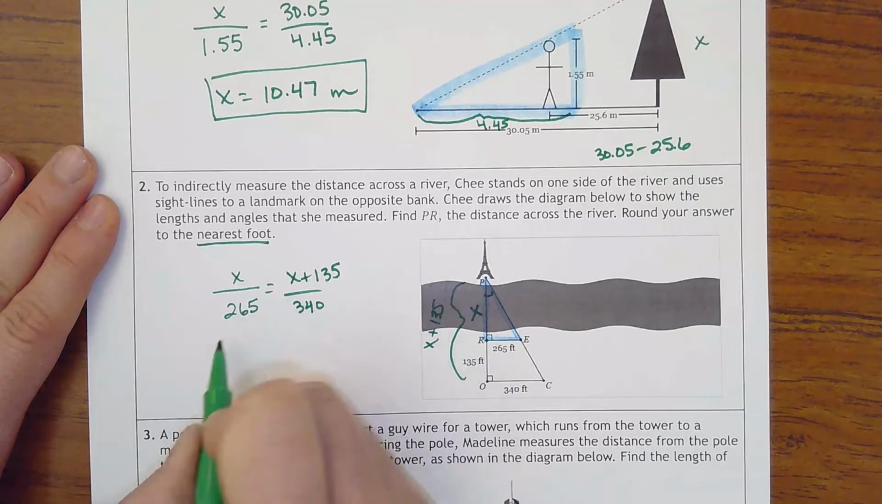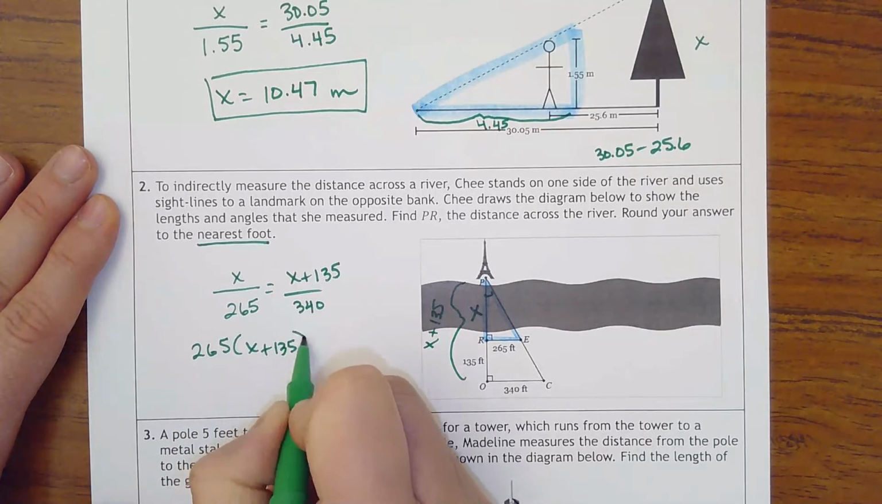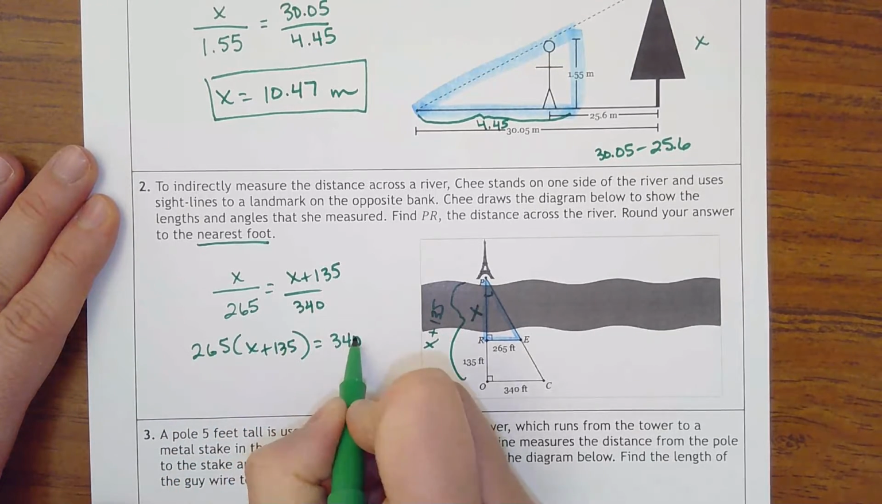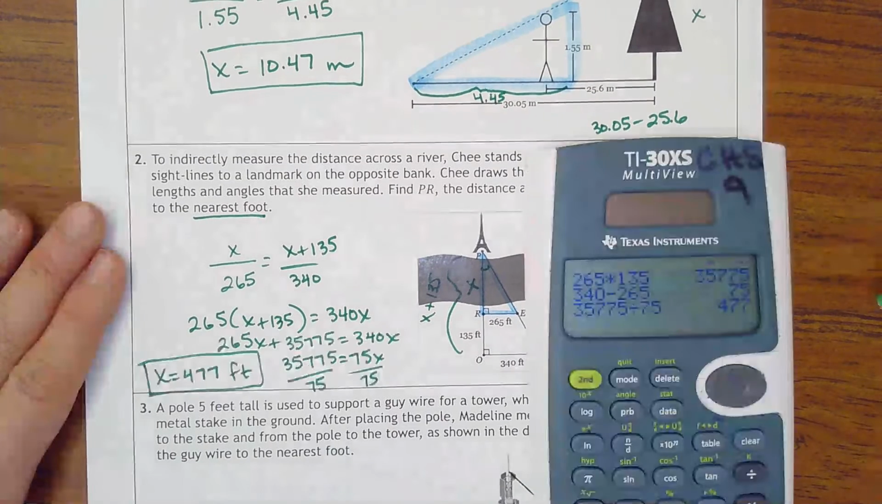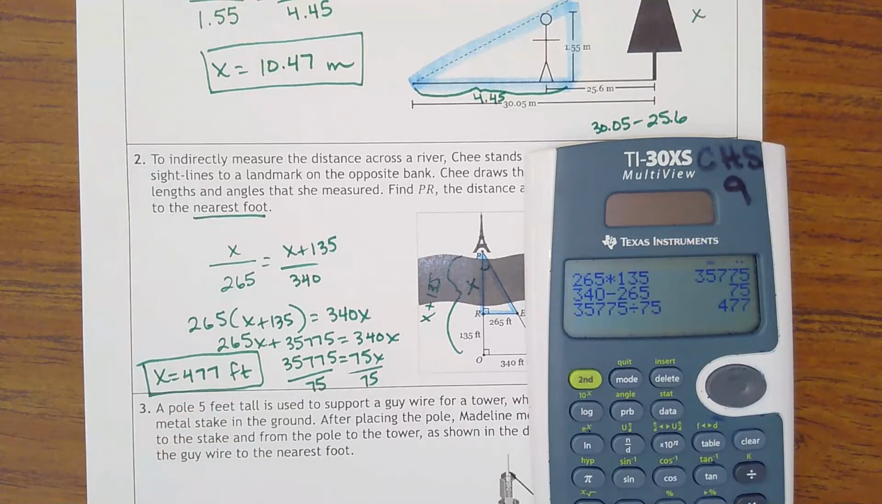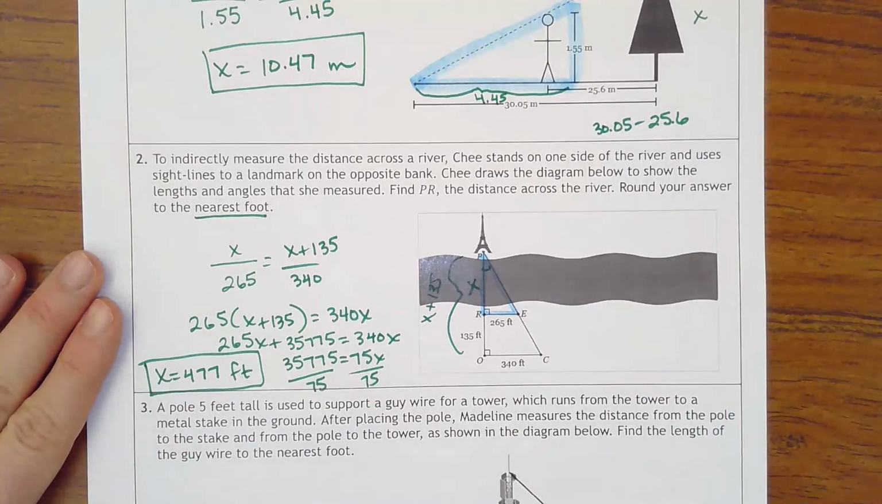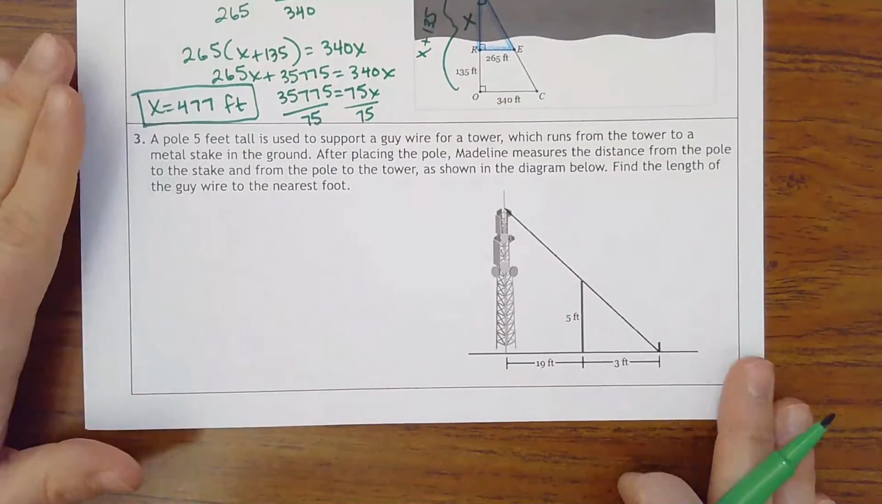Cross multiply, you get 265 times x plus 135 equals 340x. I'll go ahead and solve it. Surely that's not hard for us by now. And you should get that the river is 477 feet across. All right, and then number 3. Stay with me because all of these are slightly different. That's why I picked them.